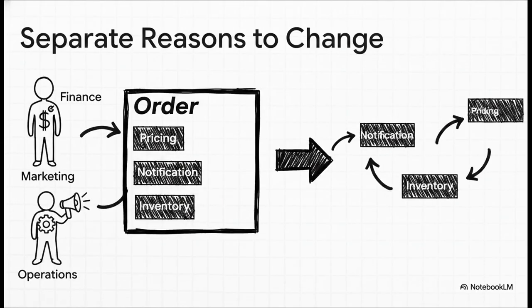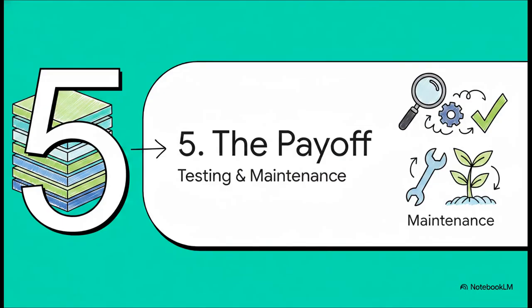It's because there are 3 completely separate reasons this class would need to change. The finance department might want to add a new type of discount, which changes the pricing logic. The marketing team might decide to add SMS alerts, which changes the notification logic. And the warehouse operations team might get a new inventory system, which changes the inventory logic. Each of these things is its own world, and a change in one shouldn't even have the chance of breaking the others.